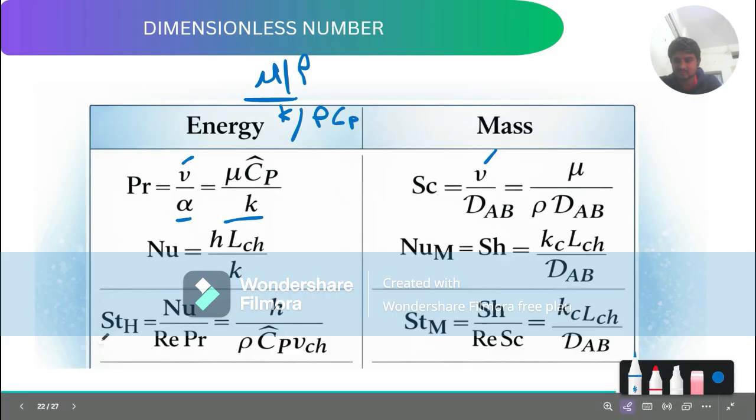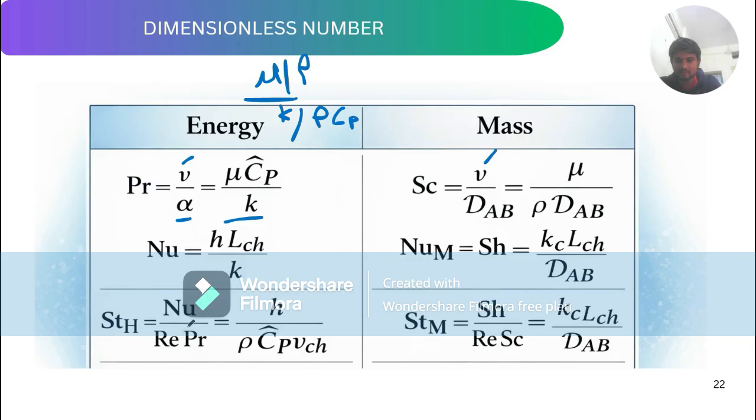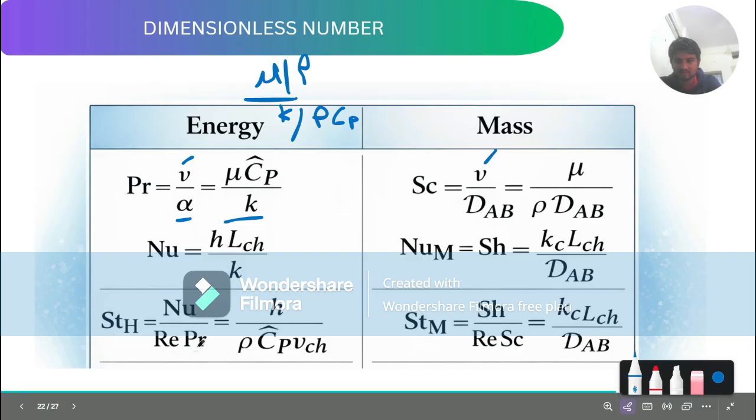The Stanton number in heat transfer is related to the Nusselt number, Reynolds number and Prandtl number by this relation. Stanton number in heat transfer equals Nusselt number upon Reynolds number into Prandtl number. By substituting the appropriate dimensionless numbers, we get the Stanton number as H upon rho Cp VCH. The Stanton number in mass transfer is related as Sherwood number upon Reynolds number into Schmidt number, which comes out to be Kc upon VCH.